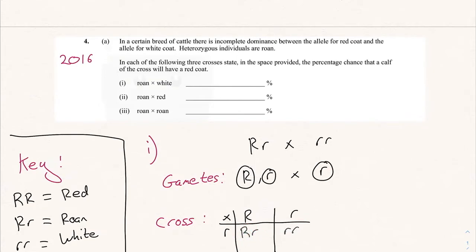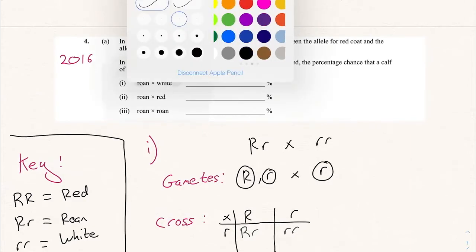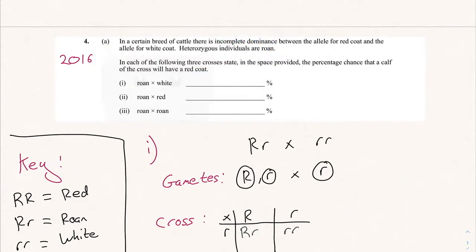Now the question reads, percentage of cattle that will have a red coat. So you can see there's no options here for a red coat at all. So in this case, it's going to be 0%.